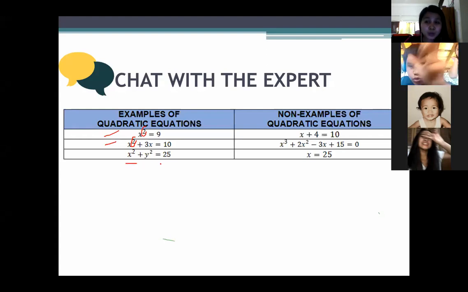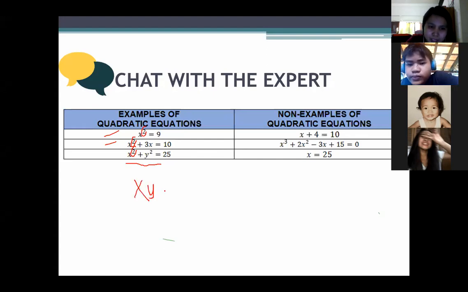How about the third one? x squared plus y squared equals 25. What is the highest exponent? It's 2. So it is a quadratic equation. Let me add one more.